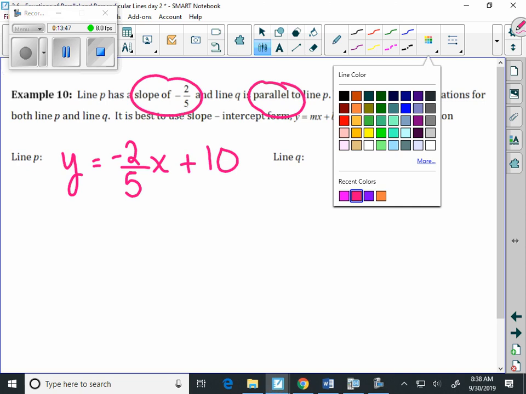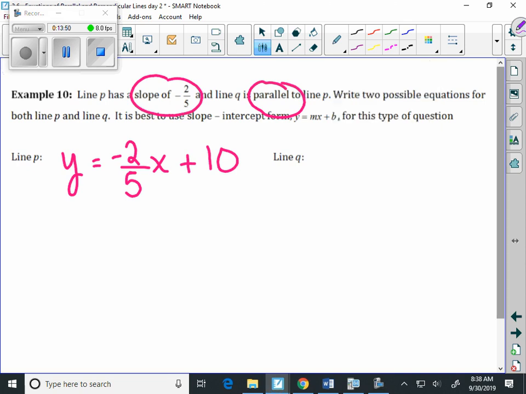Because over here on line Q, all that it says is write two possible equations for both line P and line Q. Well, this one's going to be y equals negative 2/5 x, and maybe I say something like minus 7. It doesn't matter what we put for the y-intercept, which is the plus 10 or the negative 7. We just want to have two equations that are parallel. And if you're unsure, this is something that you could type into Desmos and look at those pictures to make sure that everything is okay.